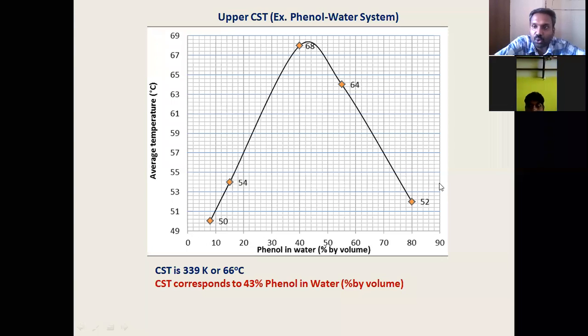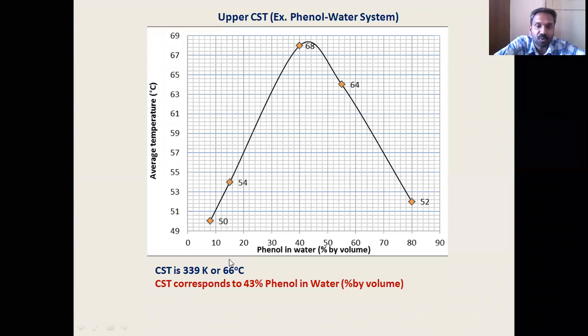You can see that as you increase the phenol volume in water, the lowest volume in this experiment is about 8 ml of phenol in maybe 98 ml of water. The next point corresponds to some 15 ml of phenol in 85 ml of water. So go on increasing phenol's volume slowly, tube by tube, and then you find the miscibility temperature also goes on increasing.